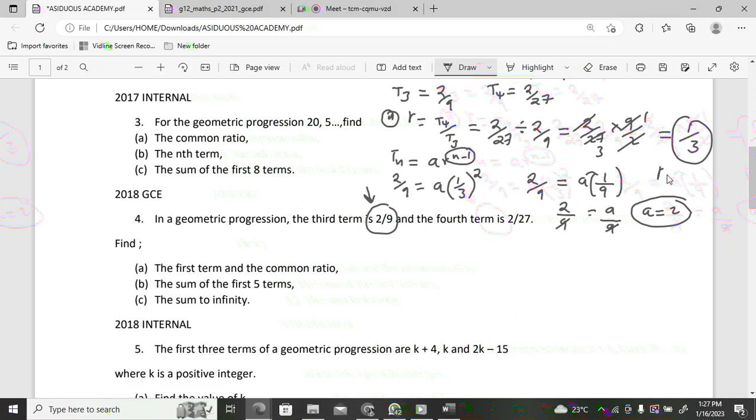Any question? All right. For B, saying find the sum of the first 5 terms. So just look at the ratio for this question. The ratio is 1 over 3. So the ratio is less than 1.